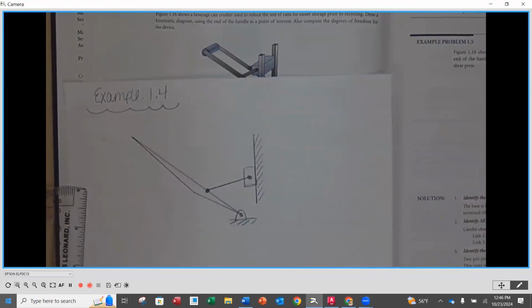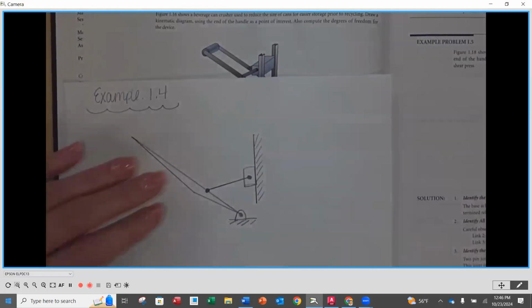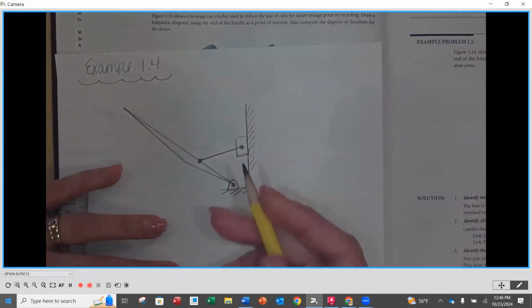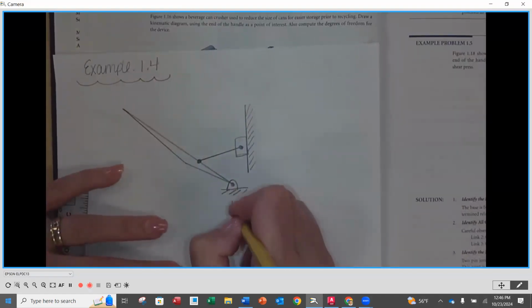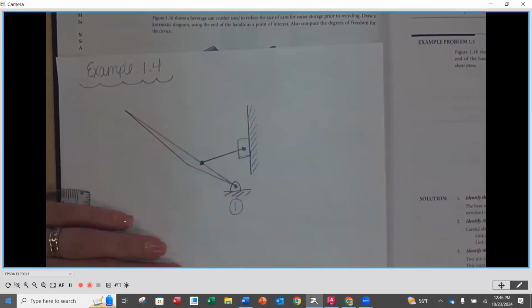Okay. Even if you didn't get it the first time, like by yourself, that's okay. That's why we're practicing this, giving you some looks at it, and then you'll start to be able to apply, you know, to other kinematic diagrams. So number one is going to be my frame.